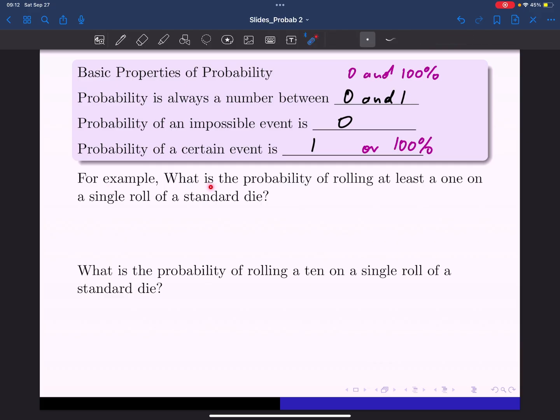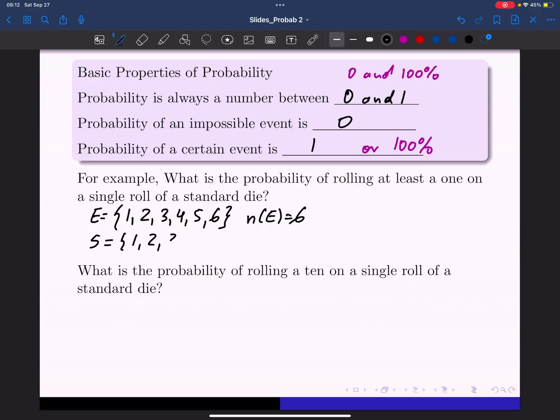Here is an example. What is the probability of rolling at least a 1 on a single roll of a standard die? At least 1 means that it can be 1, 2, 3, 4, 5, or 6. So this is my event E. How many elements do I have? I have 6 elements, so n(E) would be 6. But my sample space is also 1, 2, 3, 4, 5, and 6, so in the sample space we also have 6. So the probability would be 6 out of 6, which is 1.